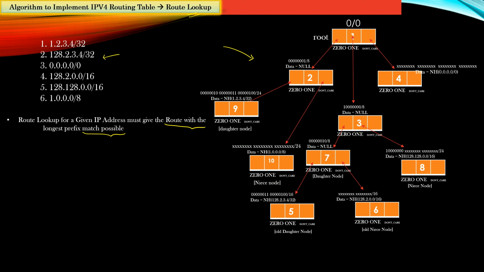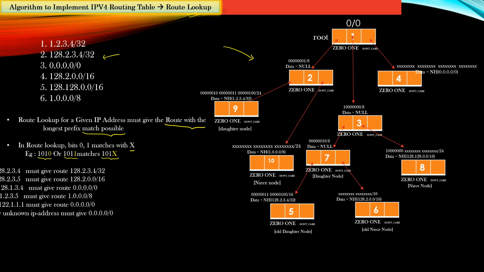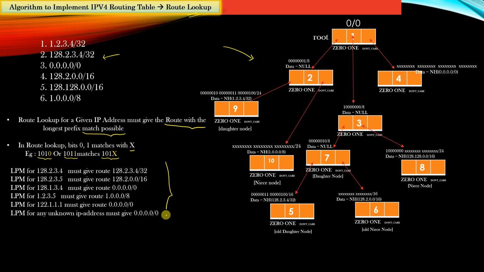In the route lookup algorithm, the bits 0 and 1 match with the don't care. For example, if you have a binary string 1010 or binary string 1011, then we say that these two binary strings match with the string 101 don't care. And following are the examples of the expected result of route lookup.